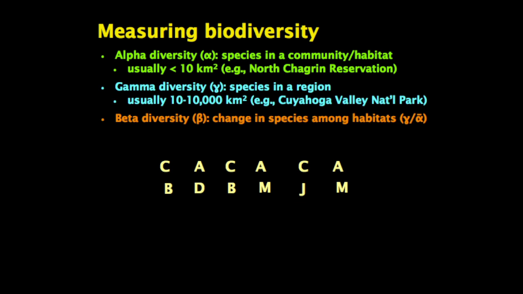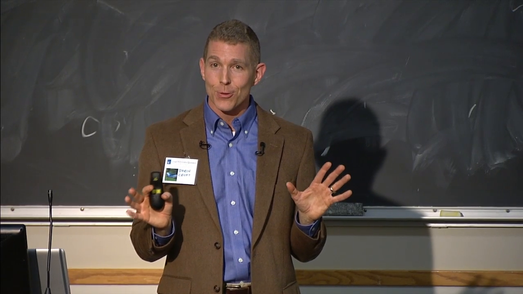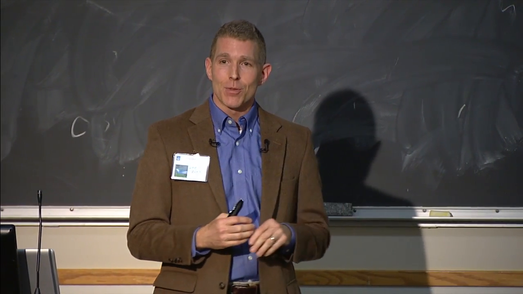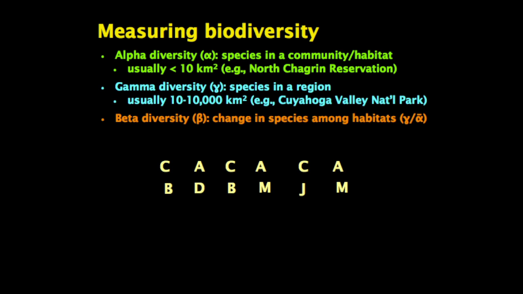Beta diversity is a different type of count. It's not counting numbers of species absolutely. What it does is it measures change in species among the habitats. And the way you calculate this, someone asked me if there'd be math, and this is all the math, so there's not too much. You take the gamma diversity and divide it by the average alpha diversity to come up with the beta diversity.